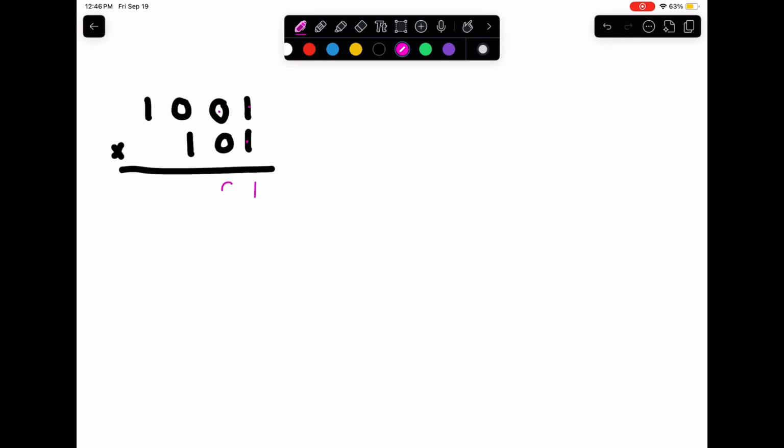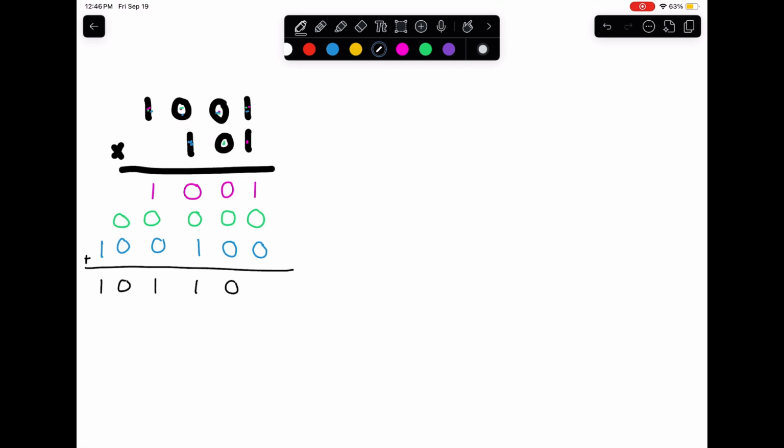So 1 times 1 is 1, 1 times 0 is 0, 1 times 0 is 0, 1 times 1 is 1. We're going to drop down a row, add a 0 like normal, then we have 0 times 1 is 0, 0 times 0 is 0, another 0 times 0 is 0, and 0 times 1 is 0. Then we drop down to the next row, and we start with 2 zeros. Then we have 1 times 1 is 1, 1 times 0 is 0, 1 times 0 is 0, and 1 times 1 is 1. Now, continuing on with our normal multiplication strategies, we're just going to add all these up. So we'll get 1, 0, 1, 1, 0, 1.